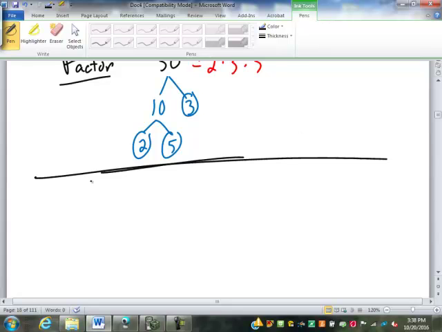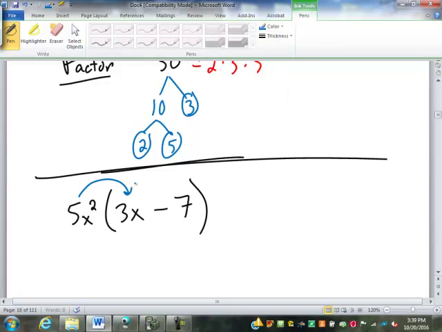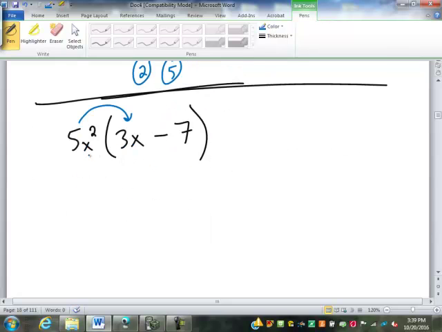We looked at problems like the second one we did here today that were like this. 5x squared times 3x minus 7. As we multiply that out, 5x squared times 3x makes 15x to the third. 5x squared times negative 7 makes negative 35x squared.